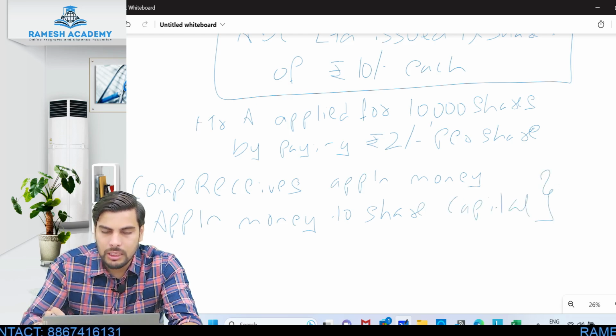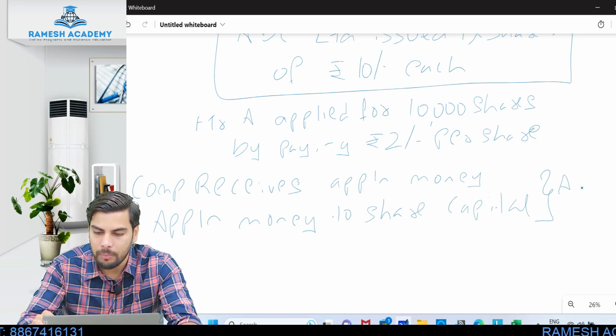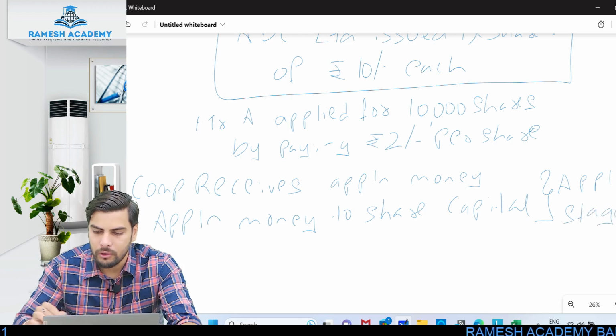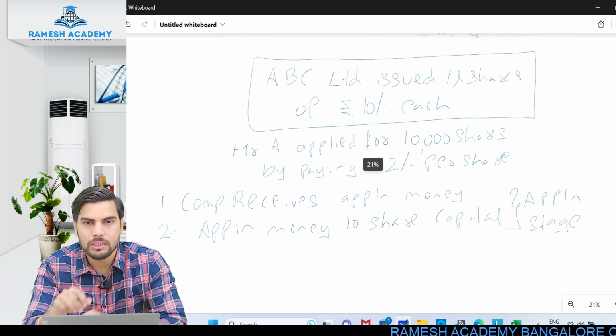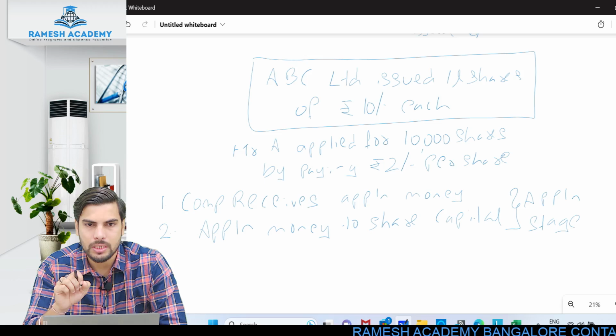So these are the two transactions pertaining to the application stage.